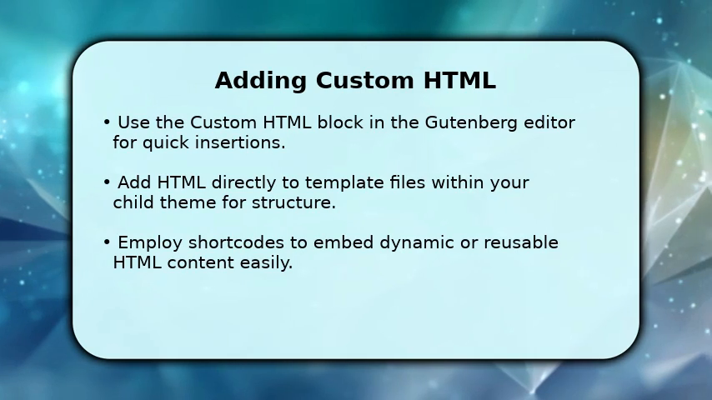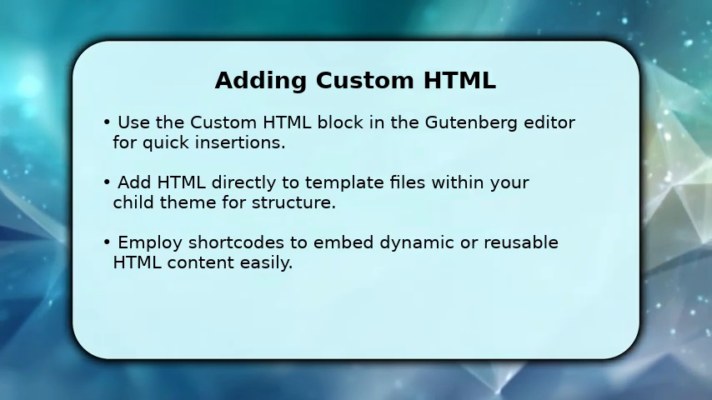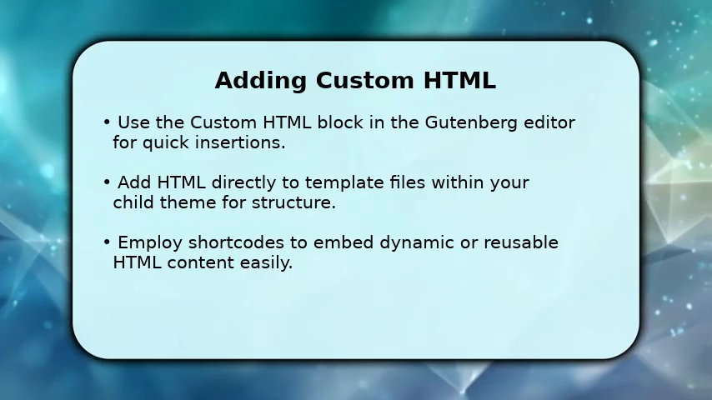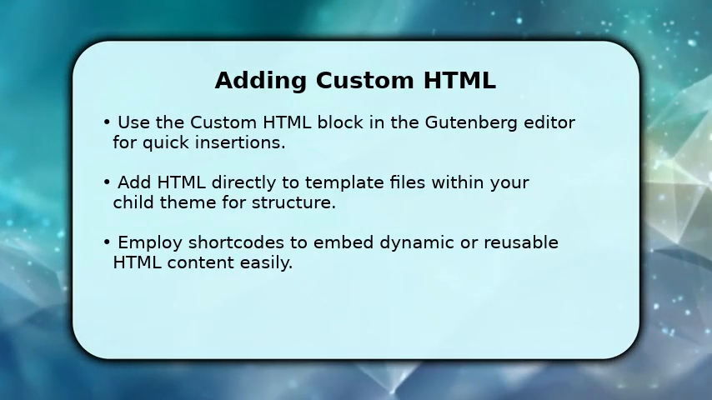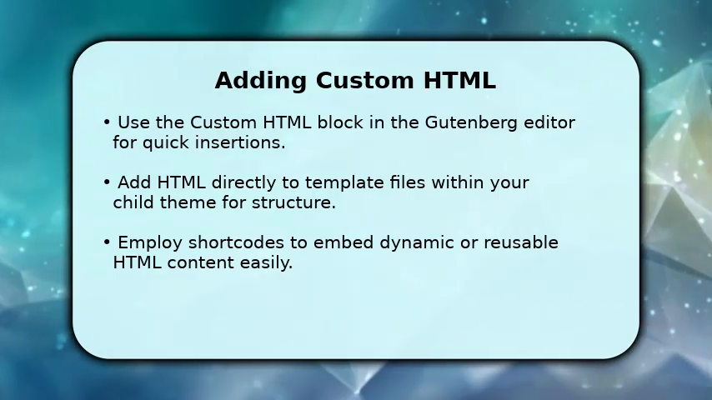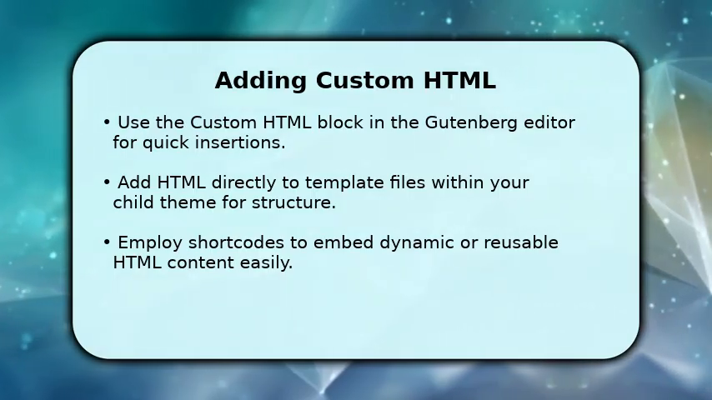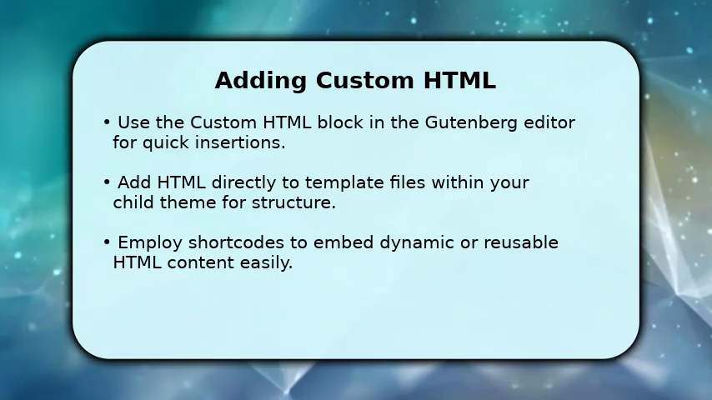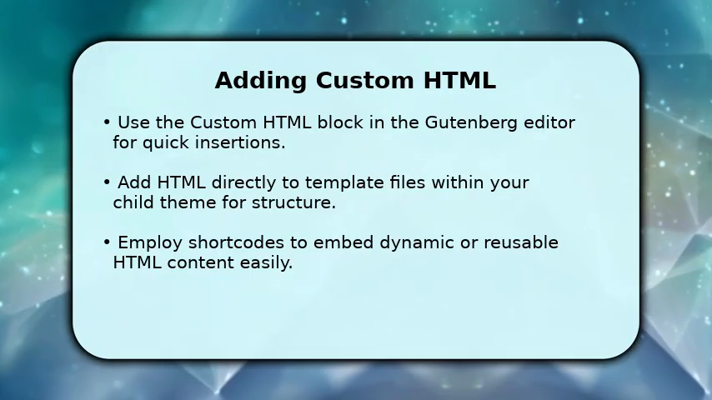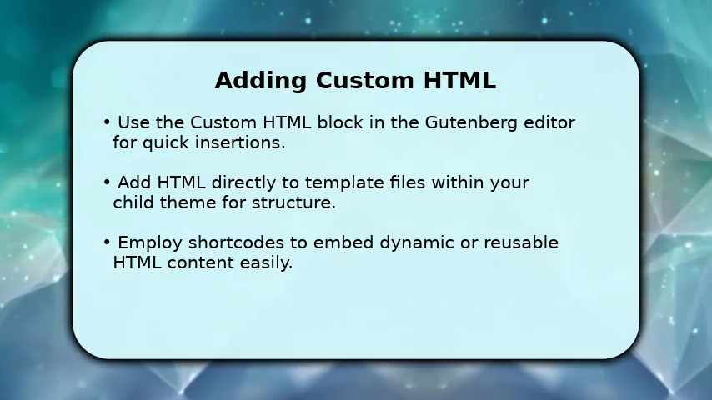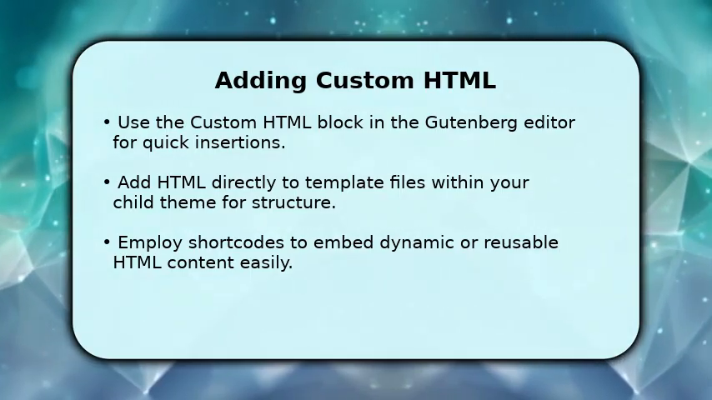Adding custom HTML to your WordPress site is straightforward. For quick snippets, the Gutenberg editor's custom HTML block is perfect. For more structural changes, you can directly edit template files in your child theme, like header.php or footer.php. Remember, shortcodes offer a powerful way to insert dynamic HTML, allowing you to reuse complex layouts across many pages with ease.